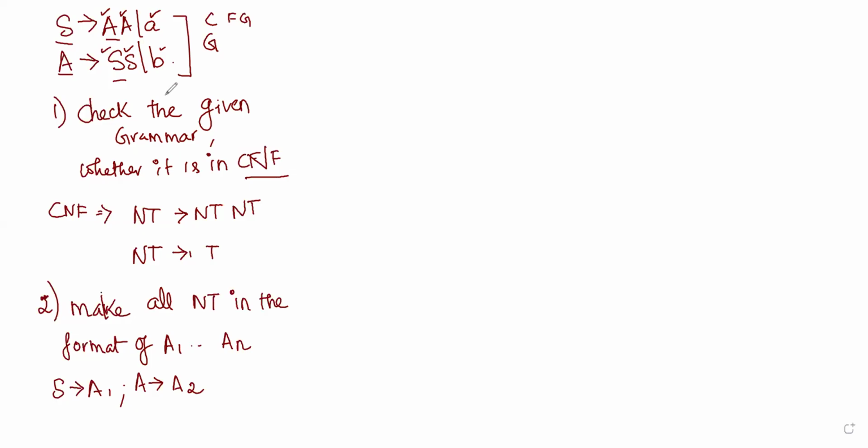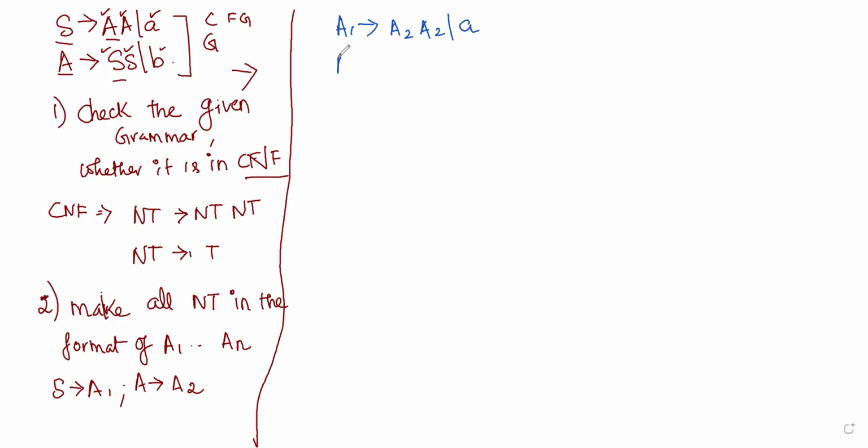But if you have many lines of production, then go in this horizontal way of naming the non-terminals. Now we have just allocated the values. So what will be my production now? Instead of S, I'll give the value A1. A1 gives A2 A2. Instead of A, I have made this A2. And similarly, A2 gives A1 and B. So I have updated this grammar into the form of A1 and A2.